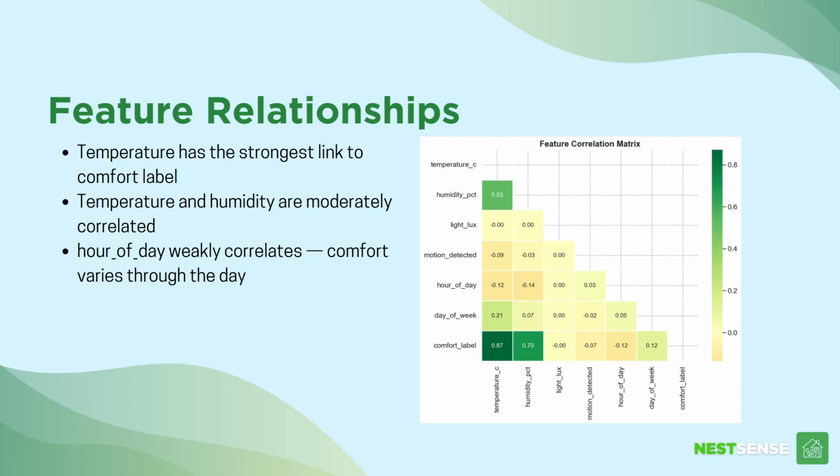So here are the feature relationships. Temperature has the strongest link to comfort level. Temperature and humidity are moderately correlated, and hour of day is weakly correlated. Comfort varies through the day.